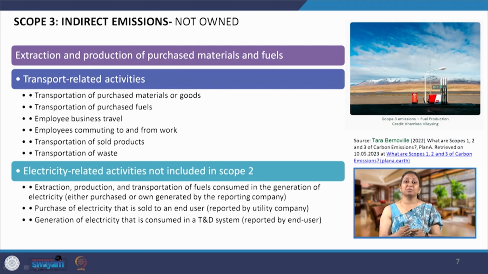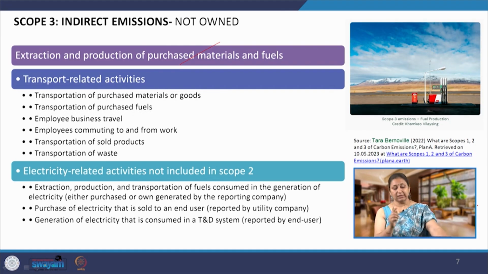So, the choice of material, the entire value chain and the choices that I have through my entire value chain, will determine these indirect emissions. So, we are talking about the extraction and production of purchased materials and fuels. Then we are talking about transport related activities. It could be transportation of goods and materials, or transportation of purchased fuels, because fuel itself has to be transported. There could be travel for employees, for business purposes, and for commuting to and from work.